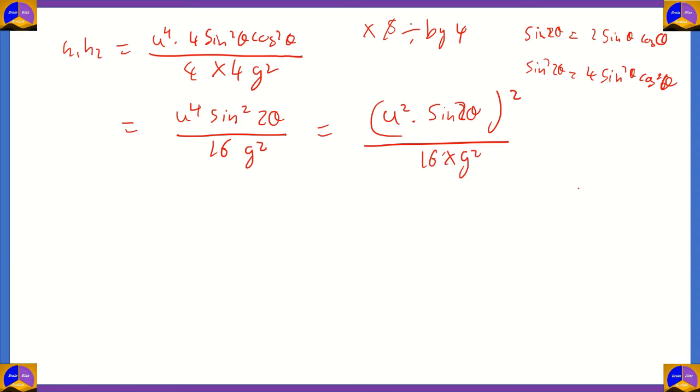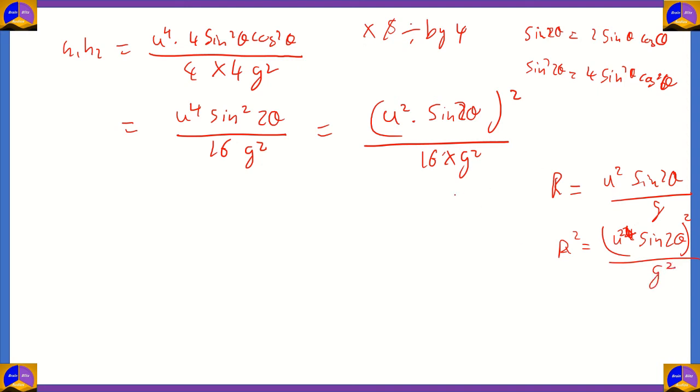Now the reason why we're converting it like this is because of the formula for range. The formula for range is u square sine 2 theta divided by g. The formula for r square will now become u square sine 2 theta whole square divided by g square. So now we write the product of h1 and h2 in terms of r. So h1 into h2 is equal to r squared divided by 16. So therefore you get r squared equals 16 h1 h2.